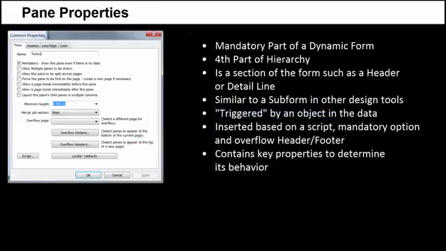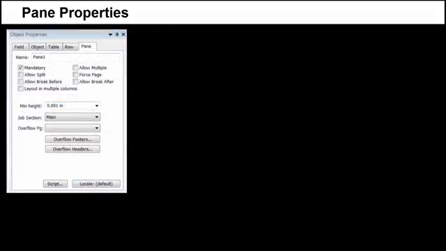Last but not least is the pane object. This is a mandatory part of a dynamic form. It's the fourth part of the hierarchy and is always falling under a container. It is like a section of the form, such as a header or a detail line, and is similar to a subform in other design tools. It can be triggered by an object in the data or inserted by a script, mandatory option, or overflow of a header or footer. There are key properties to determine its behavior. Due to the importance of a pane, let's look even further into its pane properties.